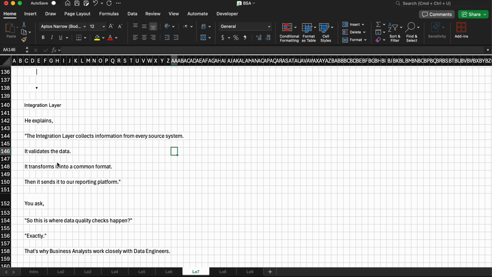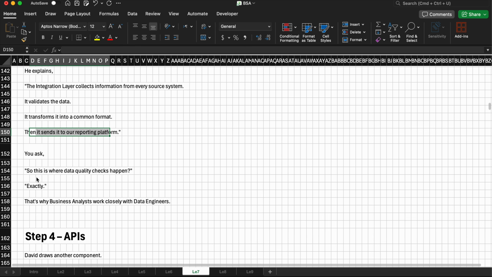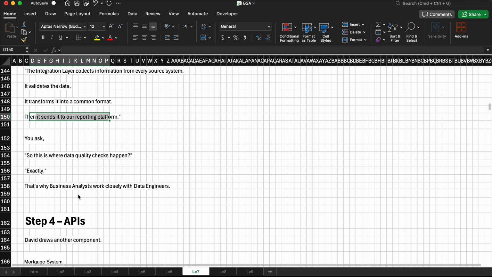And also it validates the data, right? You understand validating, right? Because we cannot take a closed loan, right? So it will sort it into a common format, then it's sent to our reporting platform, right? So this is where data quality checks happen. Exactly, that's why business analysts work closely with the data engineer.